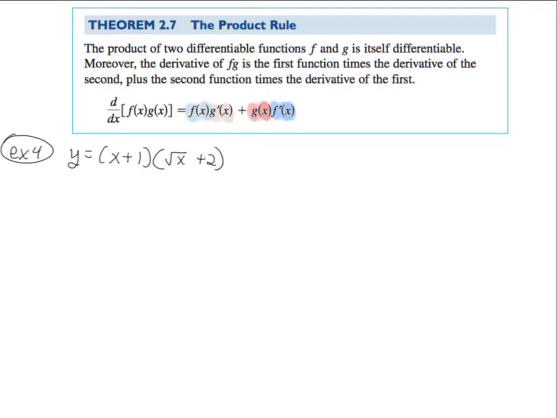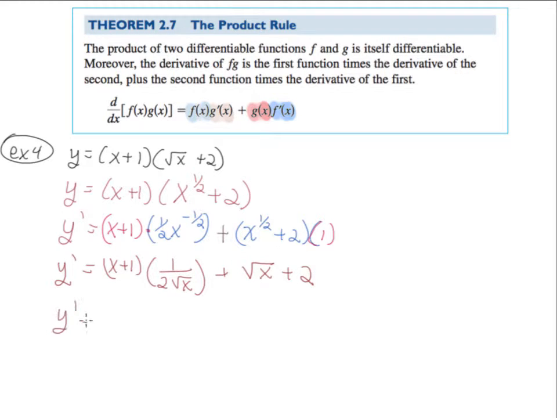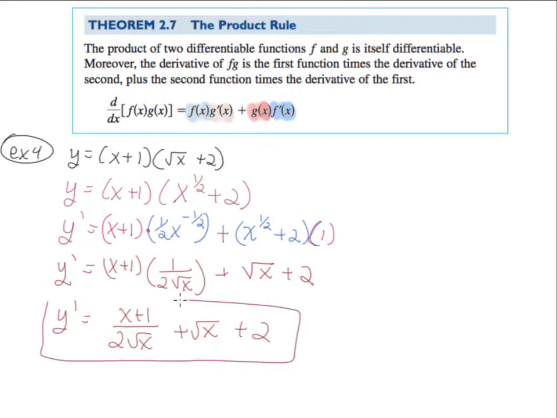Example 4, first thing I want to do is rewrite that square root of x as x to the 1/2 power, and then I'll use the product rule. So my first term times the derivative of my second term plus my second term times the derivative of the first. Simplify using algebraic laws to get our final answer of our derivative.